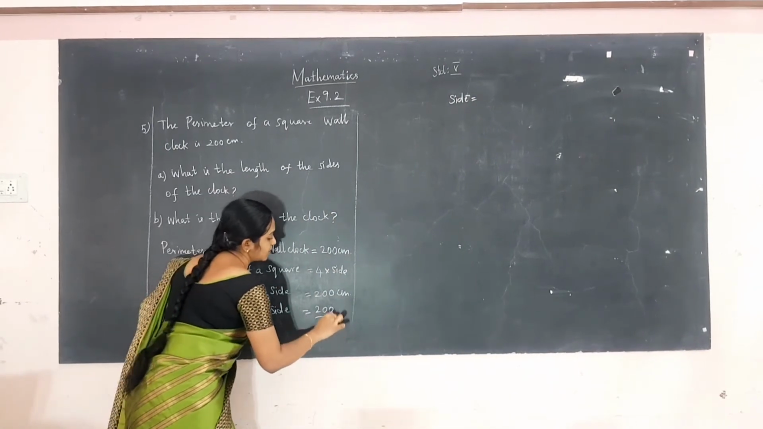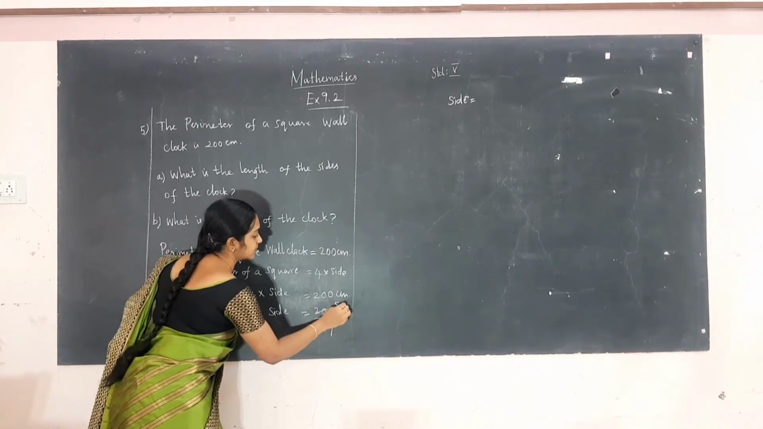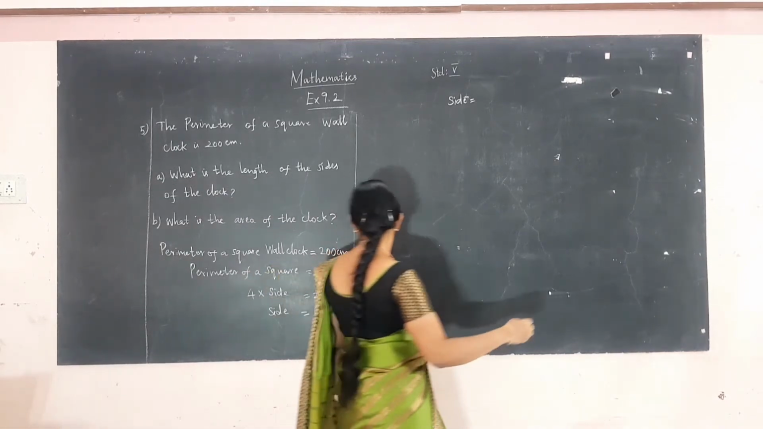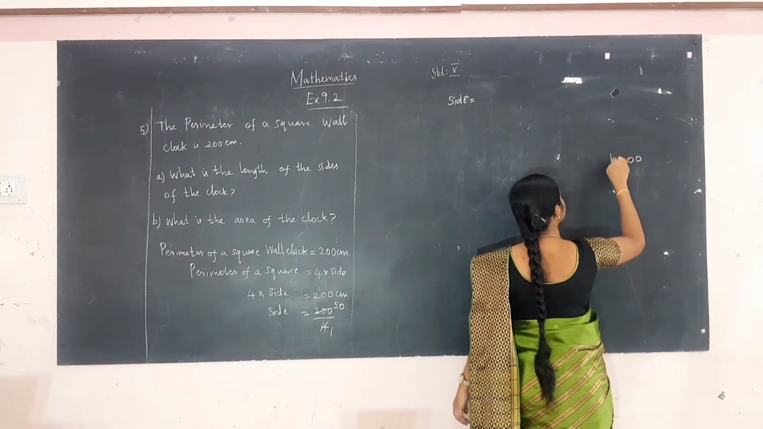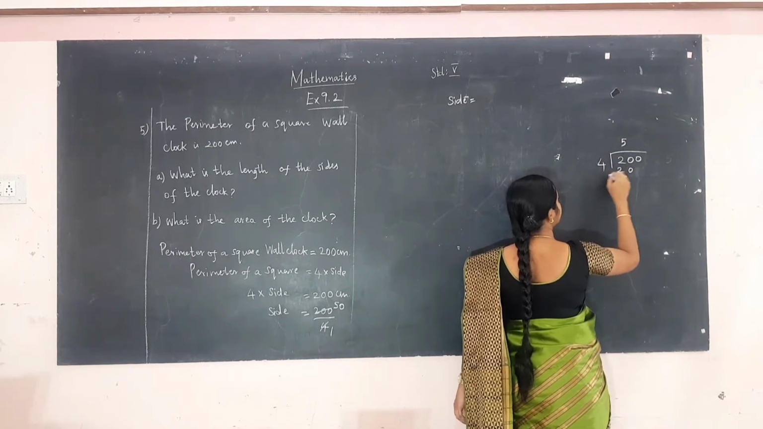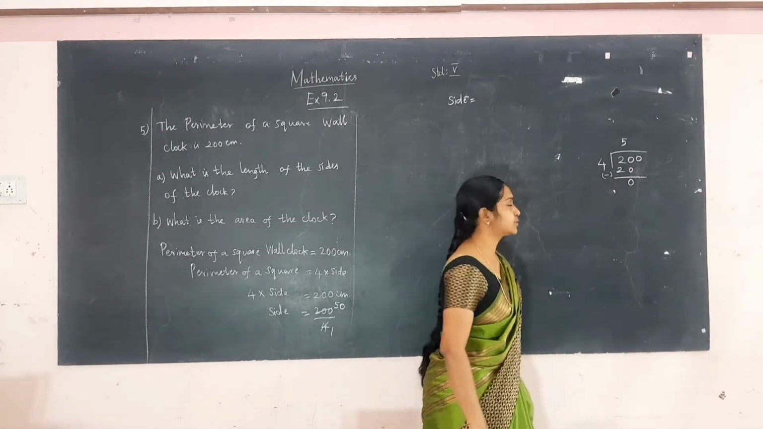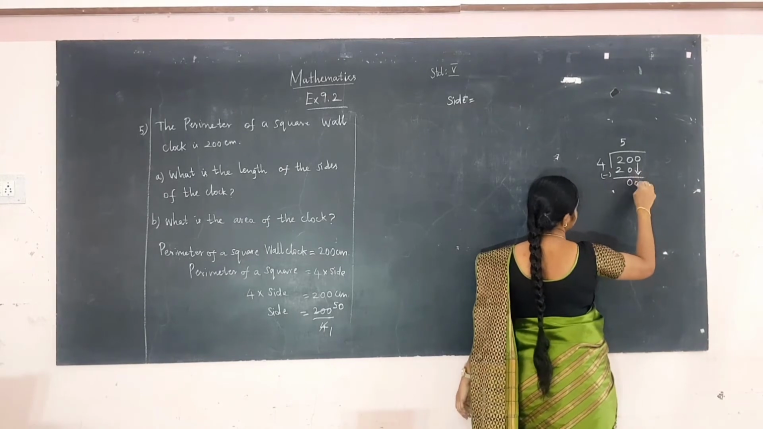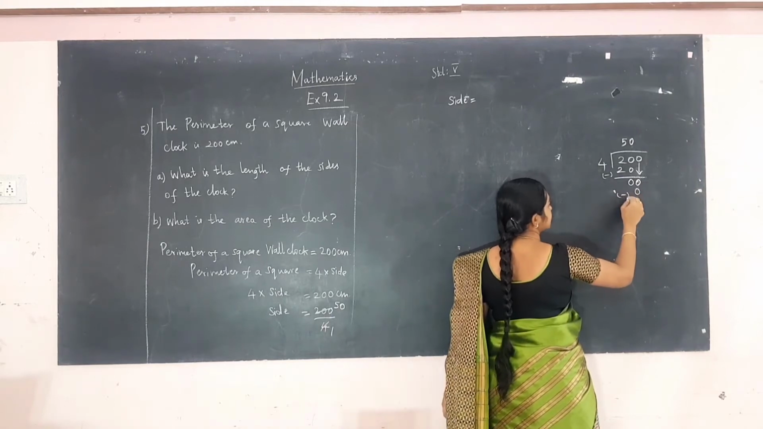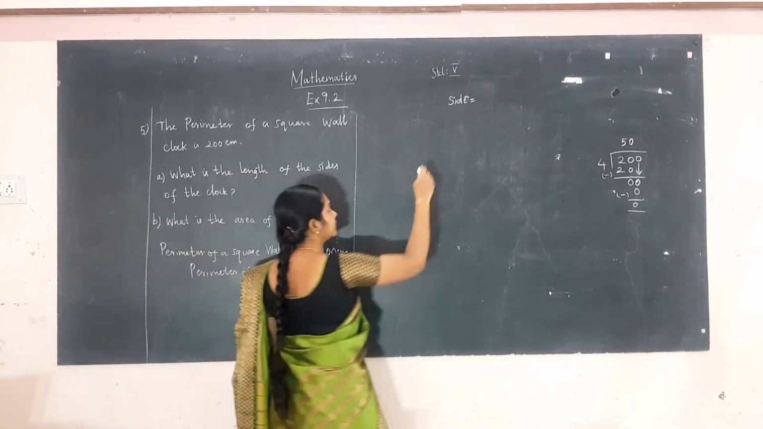Divide this. 1 4 is 4. 5 4s are 20 and add this 0. Or divide like this. 20 divided by 4, 5 4s are 20. 20 minus 20 is 0. Here we have another 0, so we have to divide that also. Bring that 0 here. 0 into 4 is 0. 0 minus 0 is 0. So, side of the square is 50 centimeter.